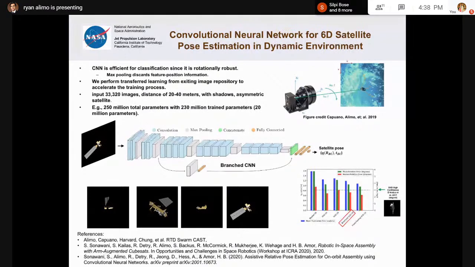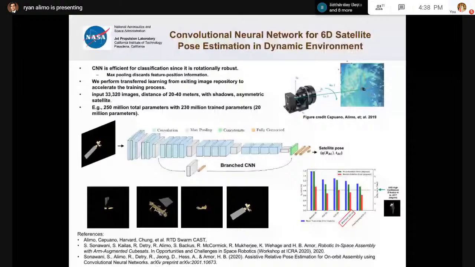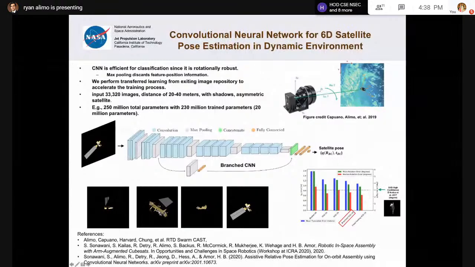So one spacecraft is taking a picture of the other spacecraft, and we want to understand what the translation and rotation look like. Here is one example. We had thousands of images in different scenarios. We had an asymmetric satellite, and we wanted to see what the relative pose, which means the translation and rotation of the spacecraft, looks like. And here is our result if you use branch VGG19; this was an old result. We also have parallel VGG19, which we describe in the following papers.